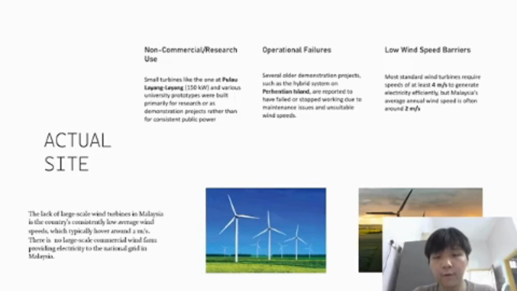And for reference of operational failure, several older demonstration projects such as the hybrid system of Perhentian Island are reported to have failed or stopped working due to maintenance issues and unsuitable wind speed. The limited use of wind turbines in Malaysia is because we have low wind speed barriers. Most standard wind turbines require speed of at least 4 meters per second to generate electricity efficiently, but Malaysia's average annual wind speed is often 2 meters per second.